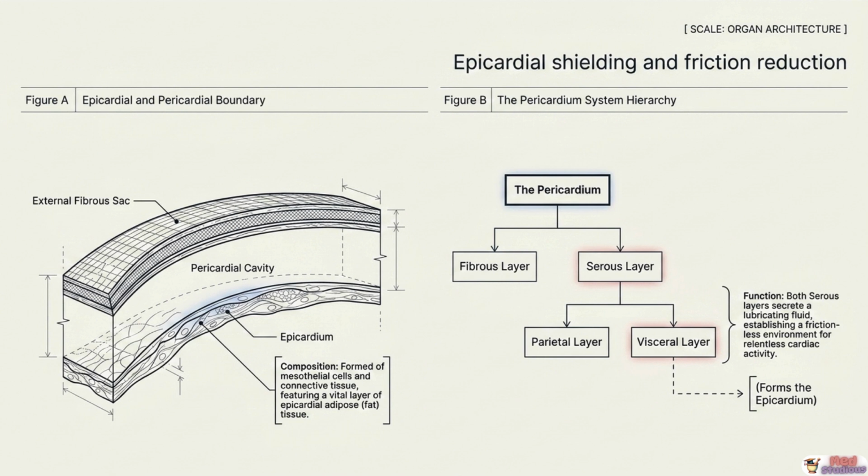Between these two delicate serous layers sits the narrow pericardial cavity, filled with a specialized lubricating fluid. This fluid establishes a virtually frictionless environment, allowing the heart to beat violently and expand rapidly without suffering tissue wear or raw friction damage. Additionally, this layer contains variable amounts of epicardial adipose tissue, which provides crucial shock absorption and serves as an immediate local energy reserve for the hard-working muscle below.